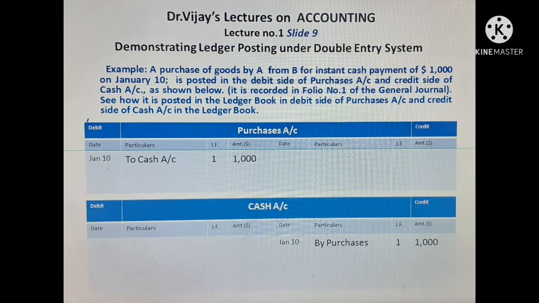In cash account, look at the cash account credit side. The transaction is shown under the credit side as By purchases. In the particulars column it is By purchases. That is, in cash account you will show purchases. In purchase account you will show cash. In one account you will show the name of the corresponding account. Yet the particulars entry in the debit side will start with the preposition To, and on the credit side of cash account, it starts with the preposition By.